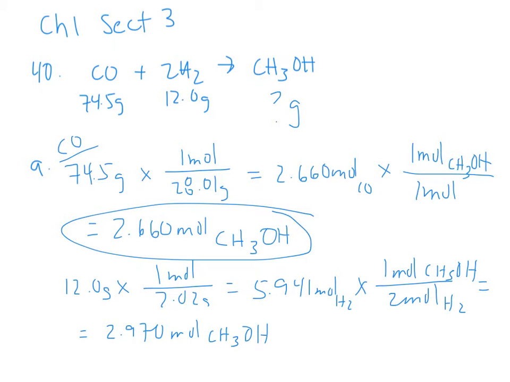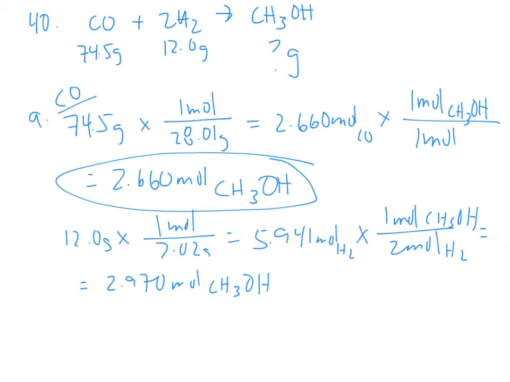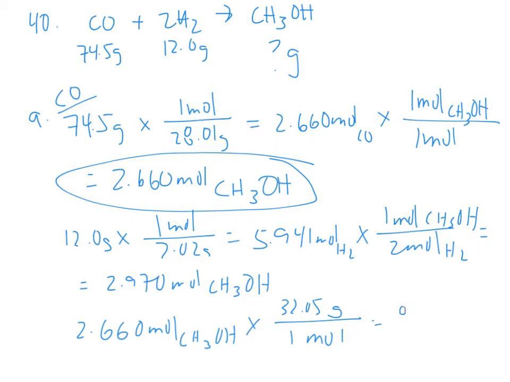So that means to go ahead and get my yield in grams, I could take my 2.66 moles of CH3OH times the molar mass of CH3OH, and I'm getting a yield of 85.25 grams would be my theoretical yield of methanol.